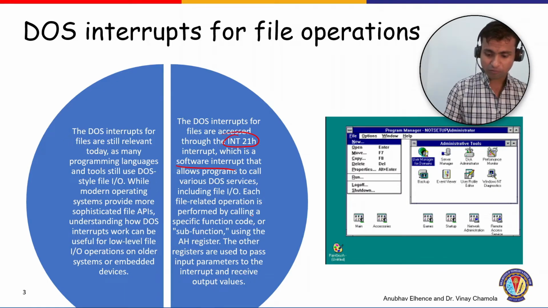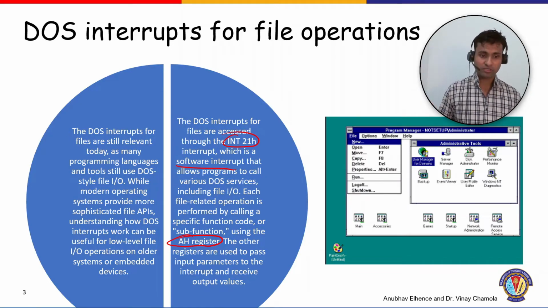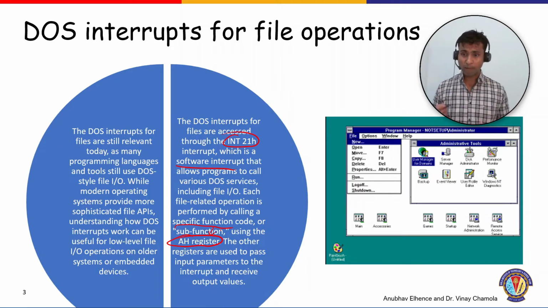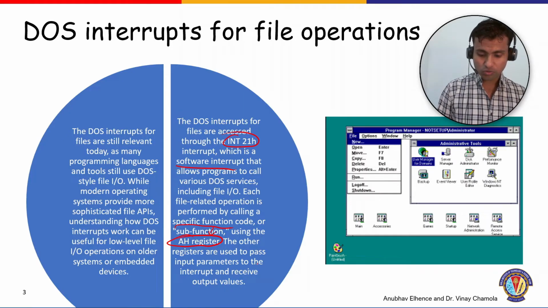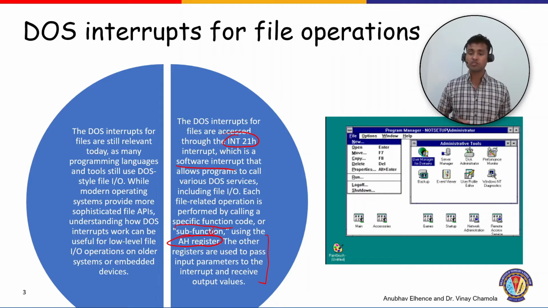Each file operation is performed by calling a specific function or sub function using the AH register. This is very important, and as far as possible, try to remember the specific function code which we put into the AH register. We'll go through ample examples which will give you more clarity. The other registers are used to pass input parameters to the interrupt and receive output values. So AH is the fundamental register which will guide which function is being performed, and other parameters or attributes required along with that operation will be passed through some other registers.